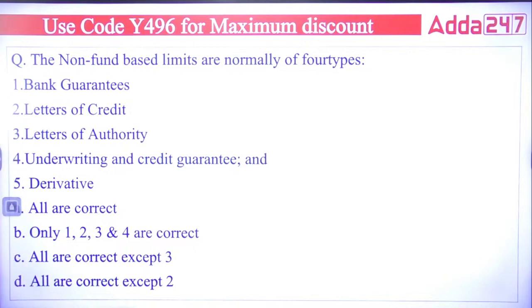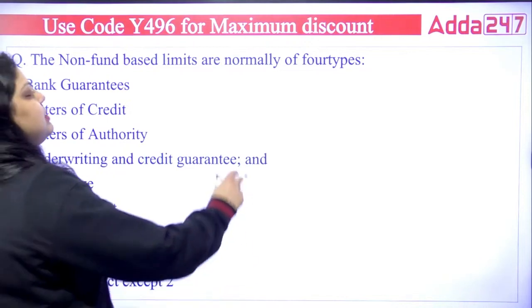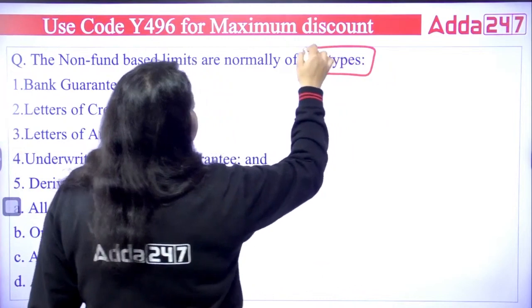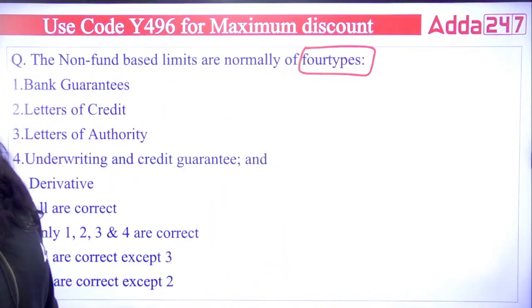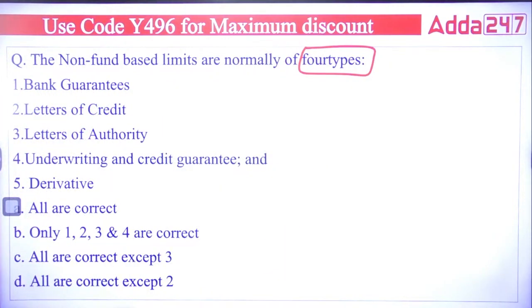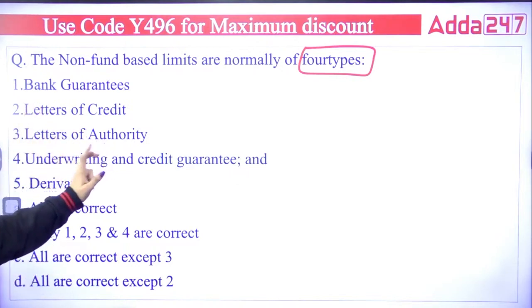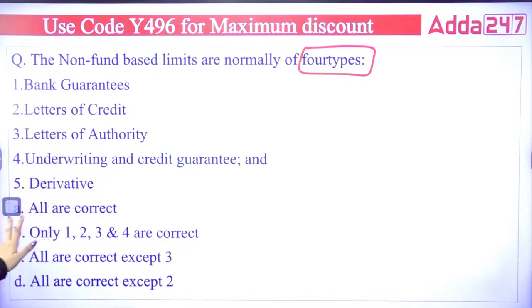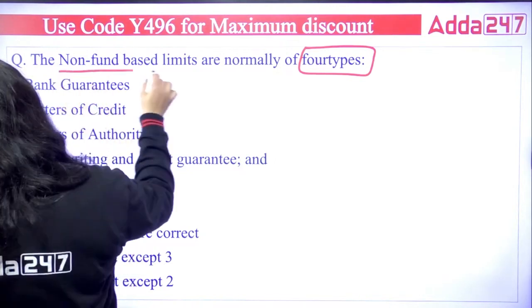Next. The second question is asking about non-fund based limits, which are normally of 4 types. The question says the non-fund based limits are of 4 types. First, bank guarantee. Second, letter of credit. Third, letter of authority. Fourth, underwriting and credit guarantee. And fifth is derivative. Out of that, you have to answer which of the following is correct. All are correct. Only 1, 2, 3, 4 are correct. All are correct except 3. All are correct except 2. So you have to answer which of the following all come under the non-fund based limit.